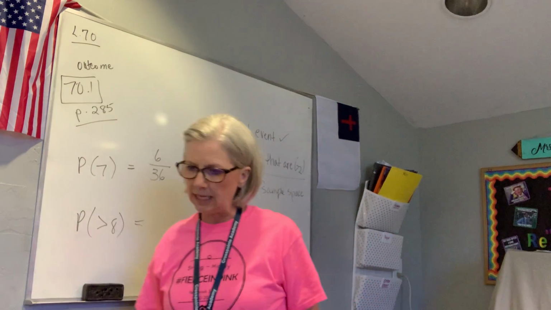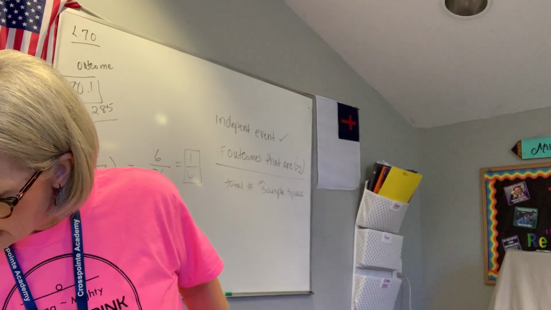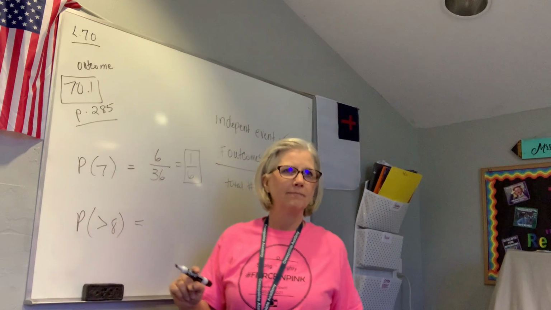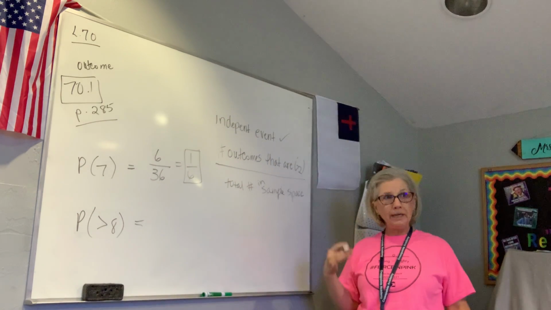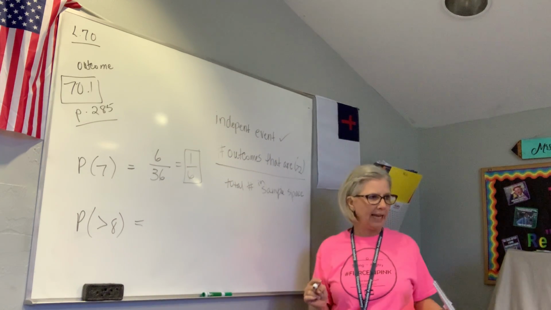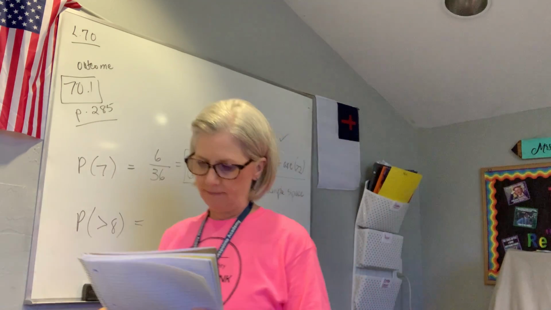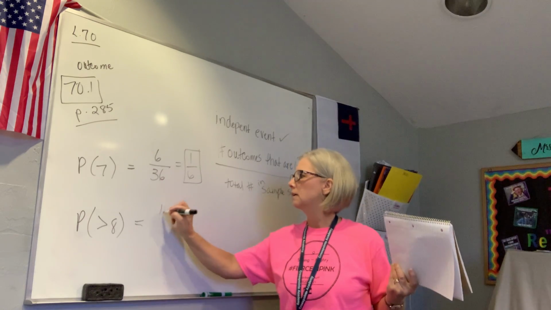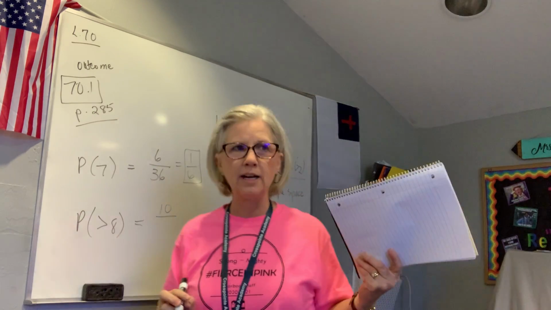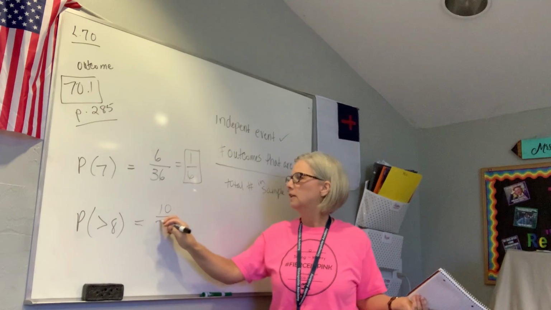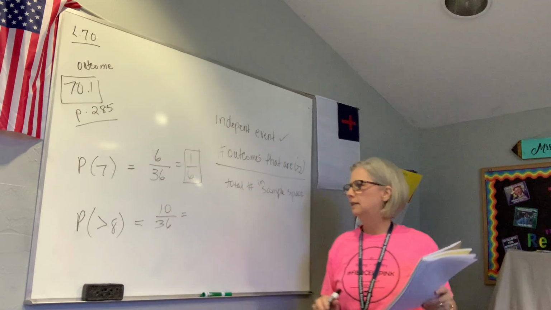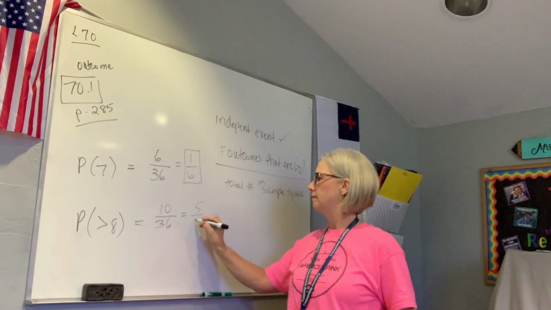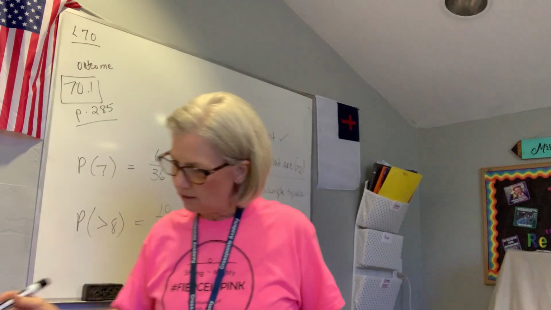What's the probability that I could roll a number that is greater than 8? So look on your chart. How many numbers on that chart are greater than 8? 3, 4, 5, 6, 7, 8, 9, 10. Okay, 10 of those numbers are greater than 8. And how many are total on there? 36. 36. So what does this reduce to? 5 over 18. 5 over 18. Perfect.